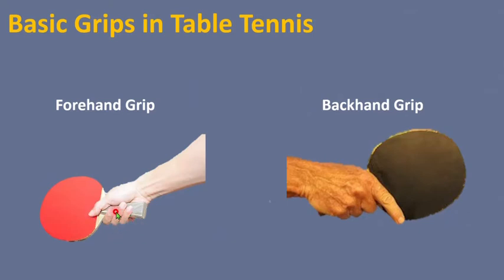Okay. And then the backhand grip is done by placing the thumb and pointing finger on the blade. The middle finger rests on the opposite side together with the rest of the fingers, not like this one.